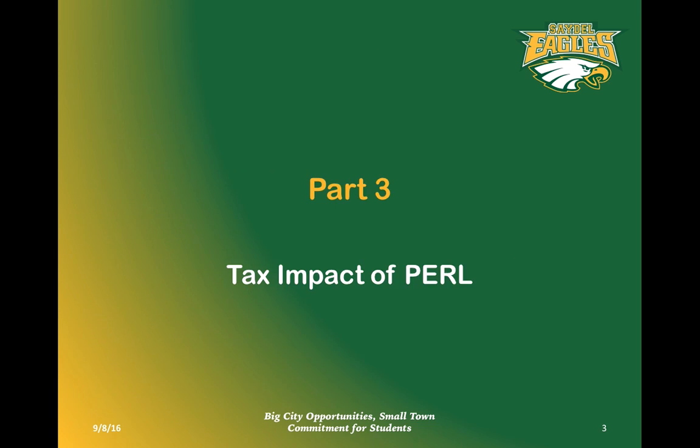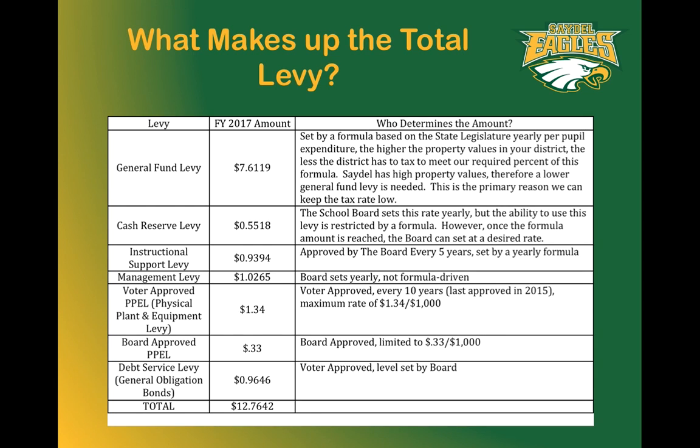Welcome to Part 3. Prior to discussing the individual impact of PERL, it's important to understand the overall picture of school taxes. Within the school tax, there are several levies. Each of these levies has an intended purpose. Some are formula-driven, some are within the board's discretion, and some require voter approval. If approved, PERL would be included in this list of levies and happens to be a levy that requires voter approval.